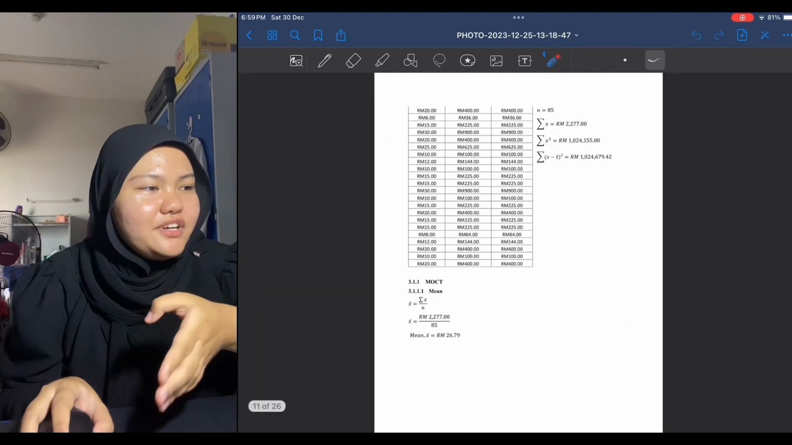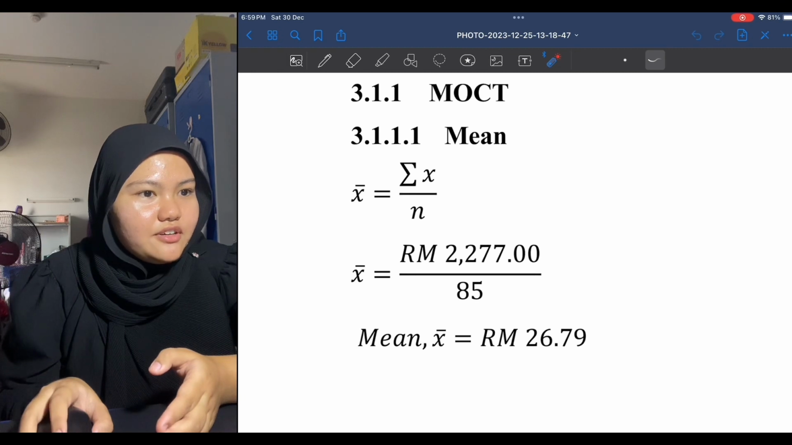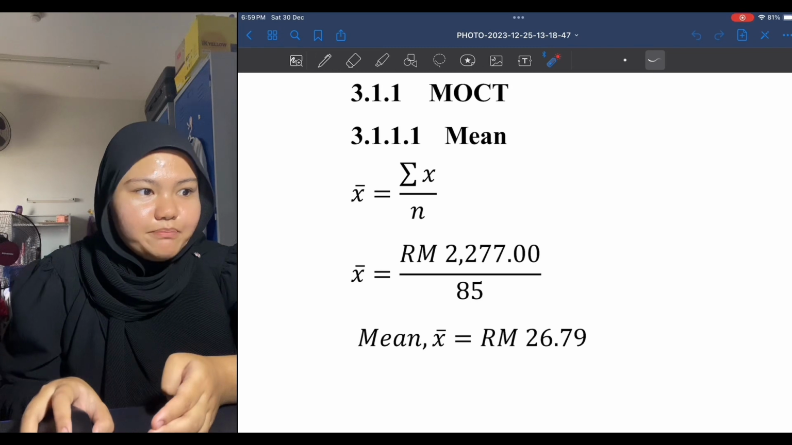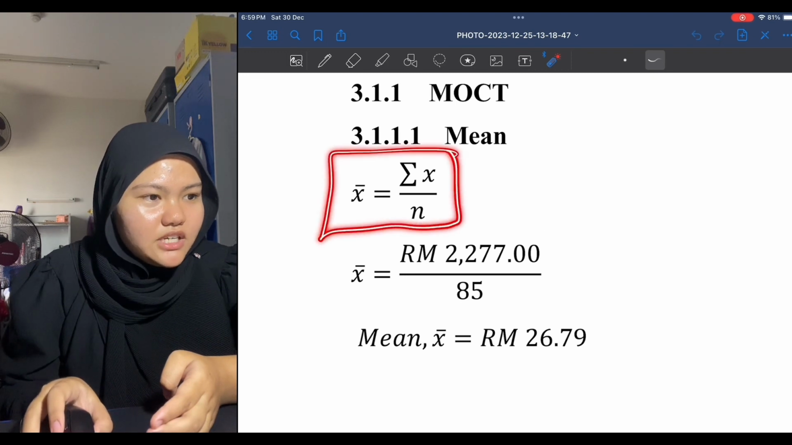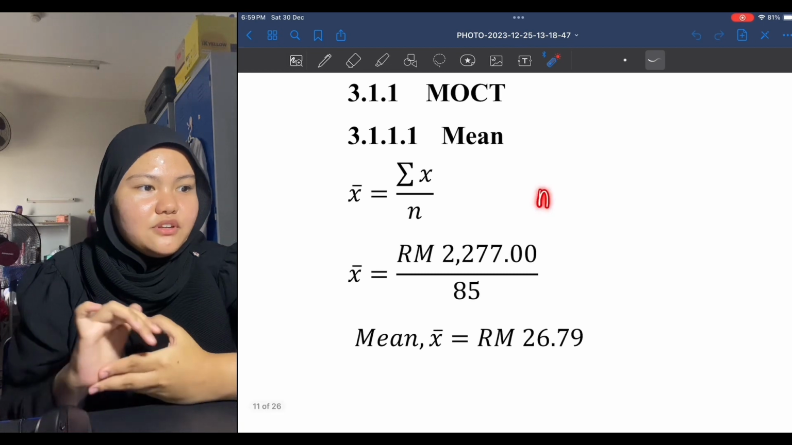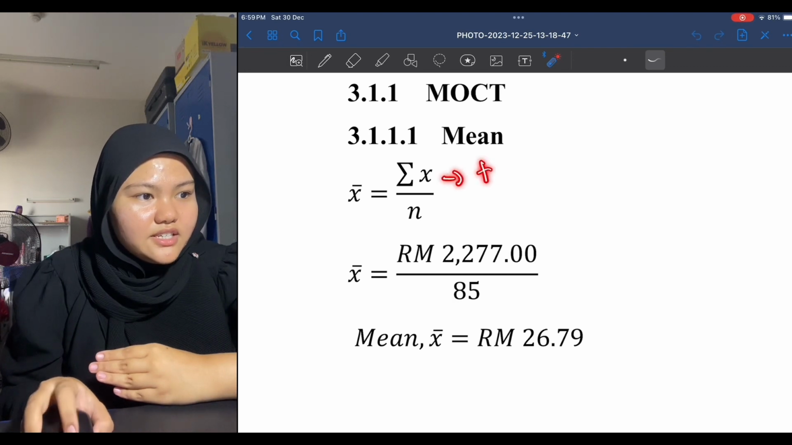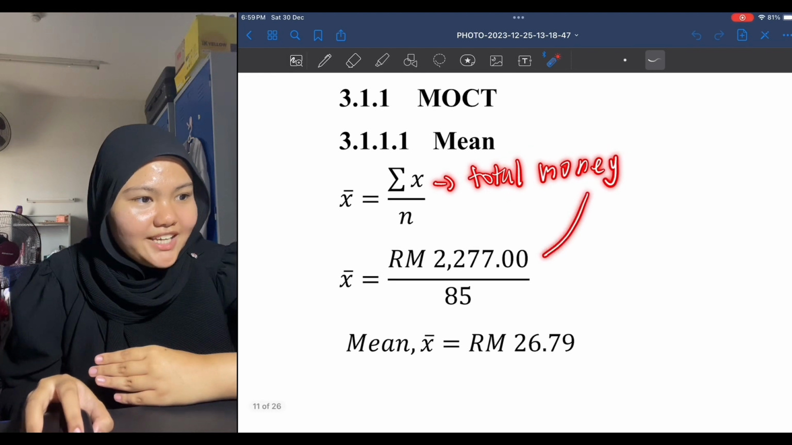Now we have to find the MMMS for this question. We will start with the mean. To find the mean for ungrouped data, we use this formula: the total of the data divided by the number of samples we have. We have 85 respondents, so our sample is 85. We have the total data here, 2,277.